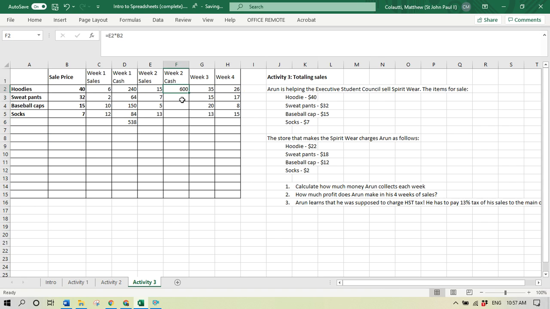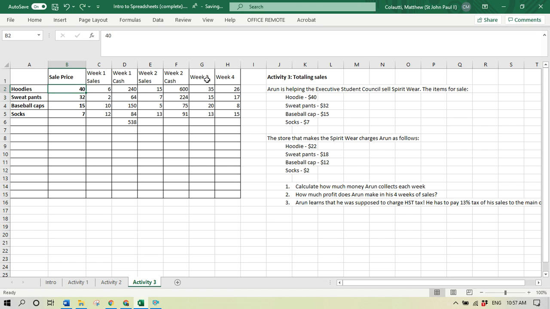So he made $600. Now for sweatpants, he would take equals the number of sweatpants, 7, times the sweatpants price. Here I have the number of baseball caps times the baseball cap price. And here I have the number of socks times the sock price. It's good, right? If the hoodies price goes up, he can type in 45, and now it's going to update the spreadsheet.